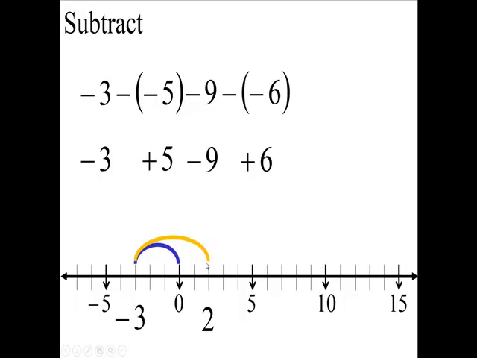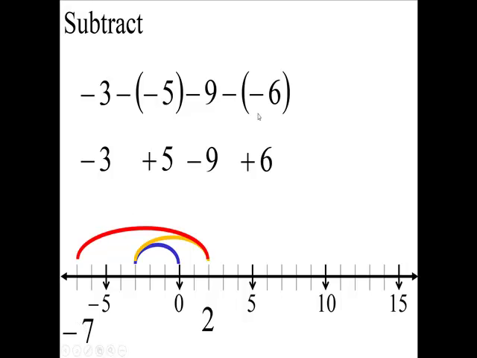I'm 5 to the right. Now I'm going 9 to the left here. 1, 2, 3, 4, 5, 6, 7, 8, 9 to the left, okay? From this positive 2, I'm going 9 to the left, puts me at negative 7.